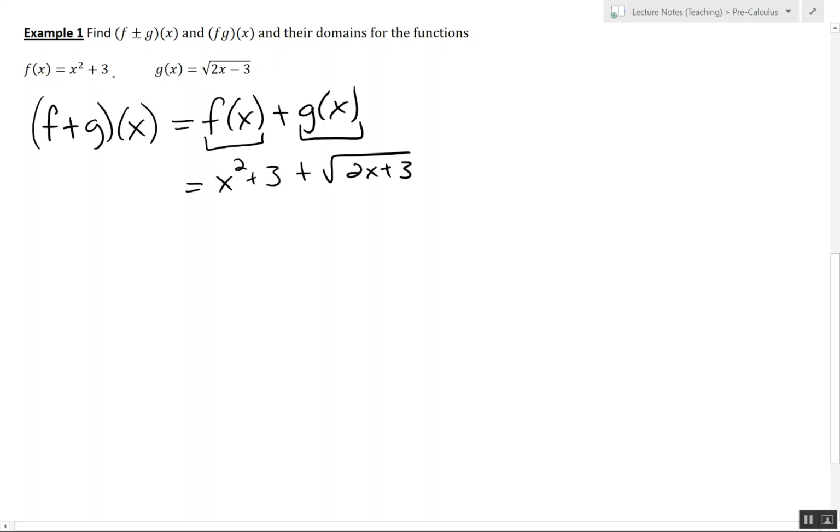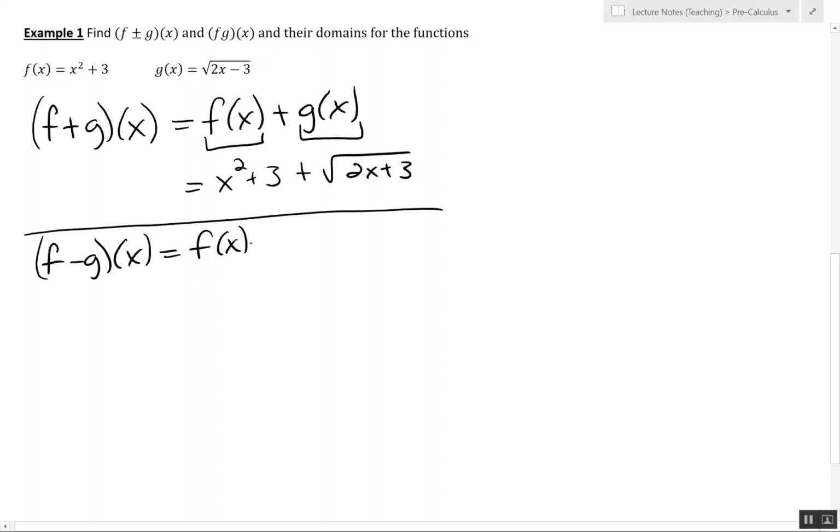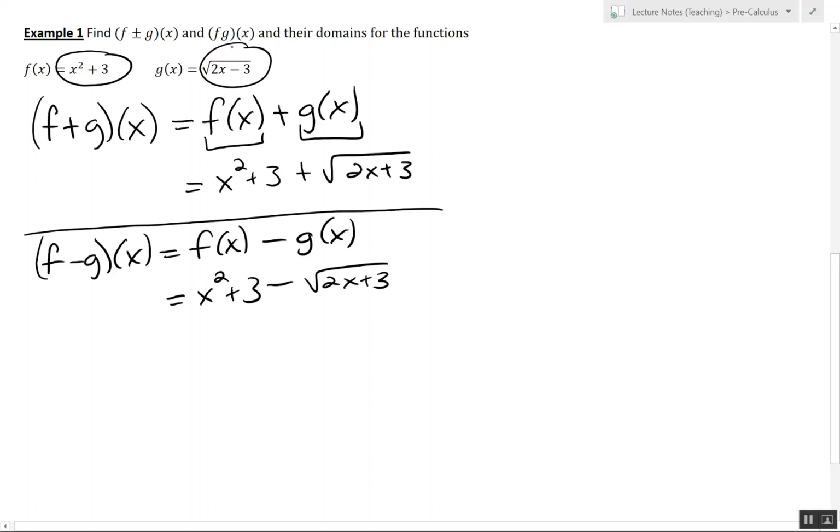Subtraction is very similar. Again, f minus g of x is just shorthand notation for f of x minus g of x. And this time we will have x squared plus 3, since f of x is this function, minus the square root of 2x plus 3, since g of x is equal to that function. Now the only thing you have to be aware of with subtraction is if we had more than one term, you would have to distribute the negative.